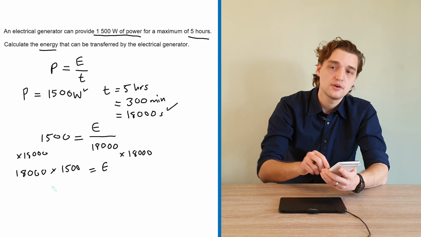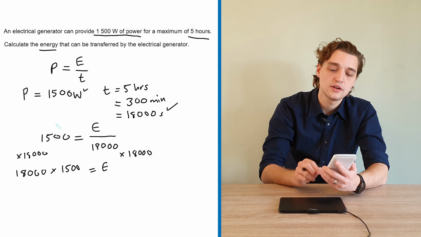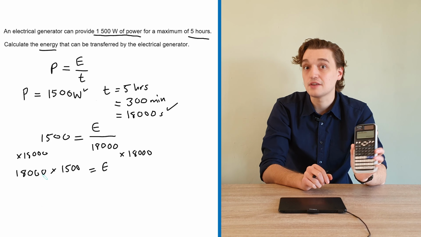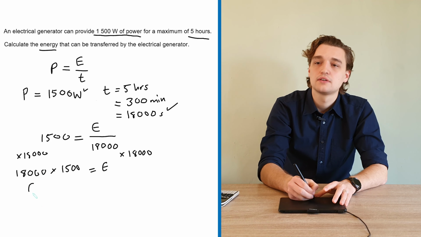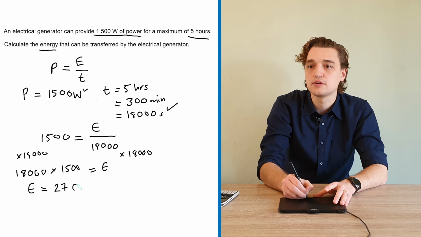So the last R is for result. You simply put your equation into your calculator and write down the result. So in this example, we put in 18,000 times 1,500 and we get an answer of 27 million. So we know then for our second R that E is 27 million.